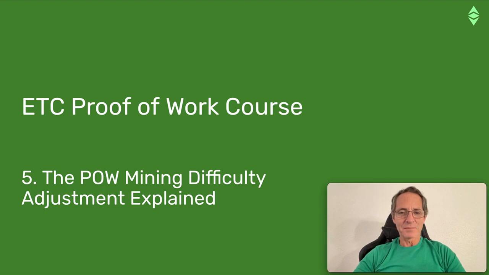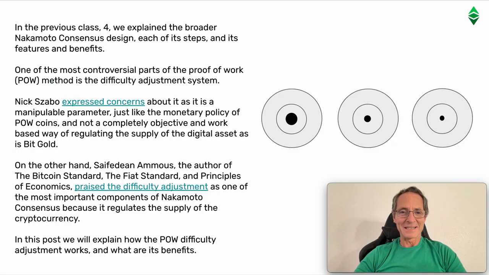This is the ETC Proof of Work course, Class 5, the Proof of Work Mining Difficulty Adjustment Explained. In the previous Class 4, we explained the broader Nakamoto Consensus design, each of its steps and its features and benefits. One of the most controversial parts of the Proof of Work (POW) method is the difficulty adjustment system.